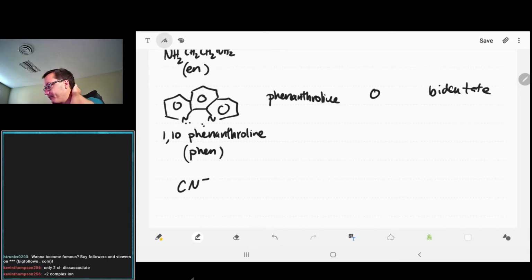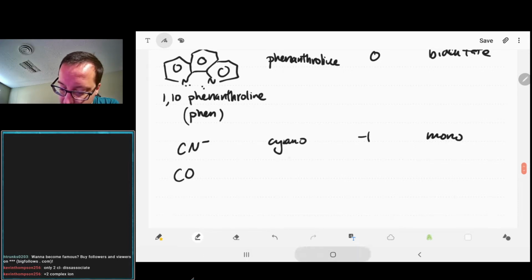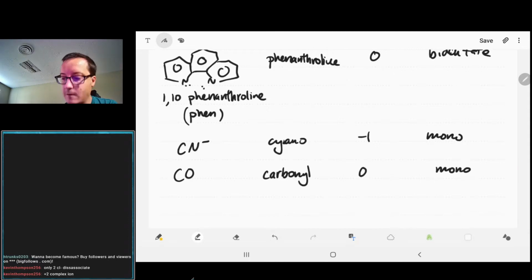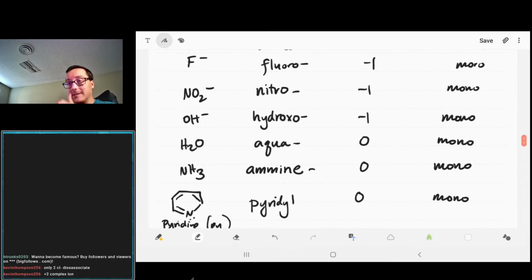Cyanide, which, like the rest of them, will go to cyano. And then we have carbon monoxide, which takes the name of carbonyl. No charge, and it's monodentate. Woo! Quite a lot there. So these are common ligands that we're going to see with this. And so we can look at these, and we're going to learn some naming rules with when to use them.